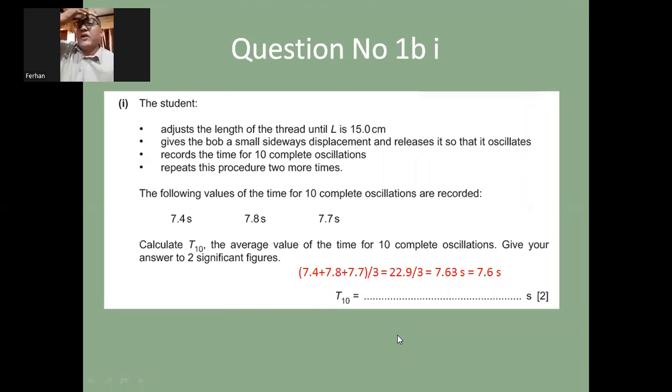So bracket 7.4 plus 7.8 plus 7.7, bracket close, divided by 3 equals, that will be 22.9 divided by 3, and that will be 7.63 seconds.